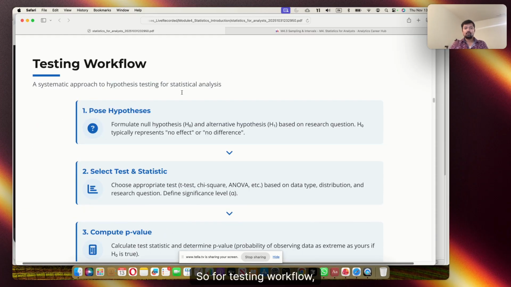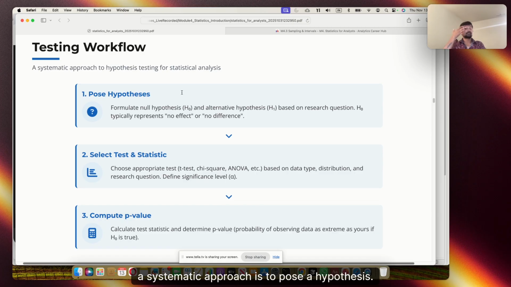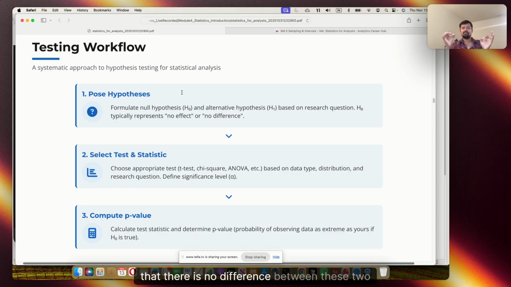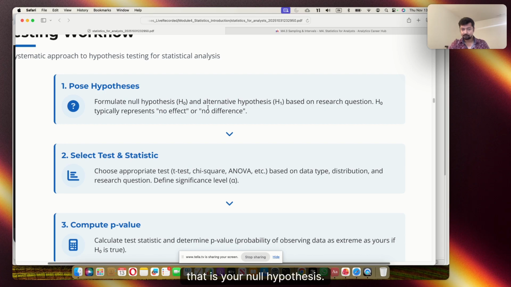For the testing workflow, a systematic approach is to pose a hypothesis. So we say there is a null hypothesis, and then there is an alternative for any statistical test. Before you start, if you are comparing two groups, let's say disease versus healthy, your null hypothesis is always that there is no difference between these two groups. Then your alternative hypothesis is that there is a difference between these two. You need to reject the null hypothesis to prove that those differences are real. So H0 typically represents no effect and no differences.